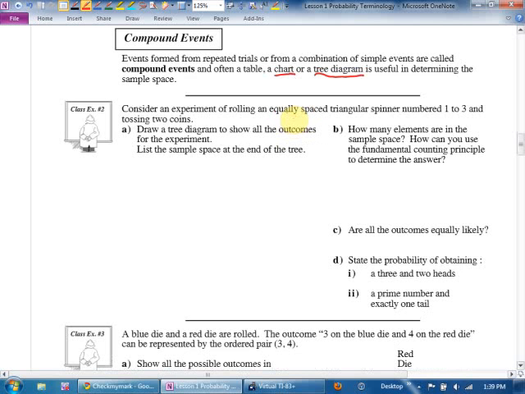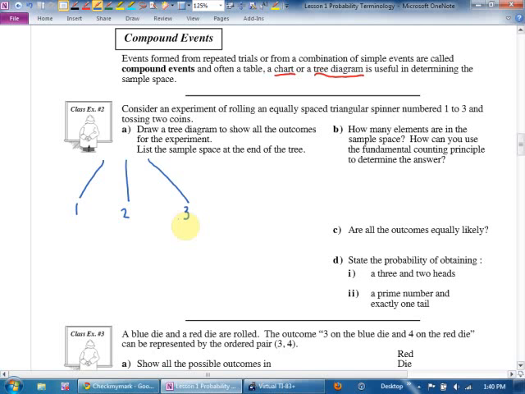when we use what. It says, consider an experiment of rolling an equally spaced triangular spinner numbered 1 to 3, and tossing two coins. Draw a tree diagram to show all of the outcomes. The first thing we can do is roll the spinner. There are three possible outcomes, a 1, or a 2, or a 3. Then, you can flip two coins.